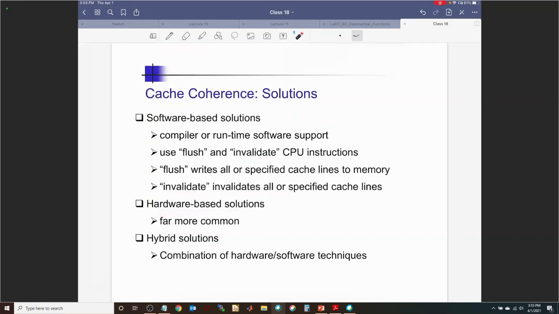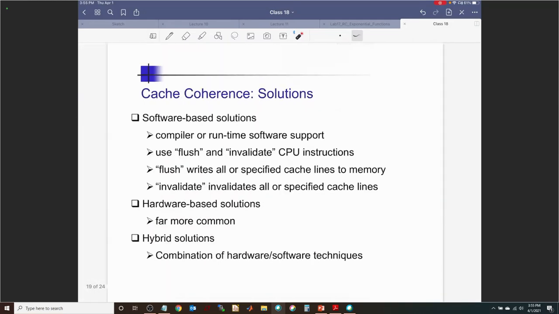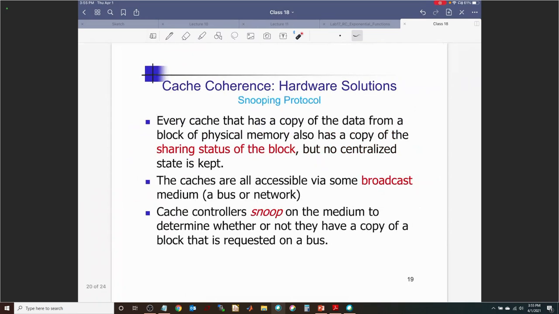Hardware solutions are far more common. One such example is the snooping protocol, which we will get into here. A few things that we need to keep in mind. Snooping protocol is a hardware solution, and it has some limitations because every time you read or write to memory, what you bring from memory to the cache is a full block of memory, right? A block is a collection of words. If you want to change one word, you actually bring the whole block from memory, right?